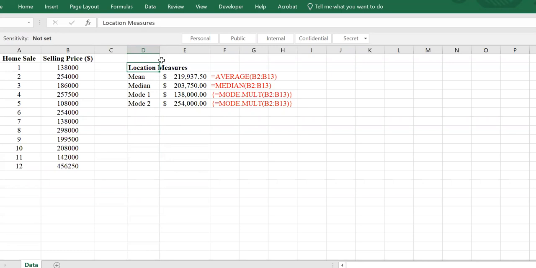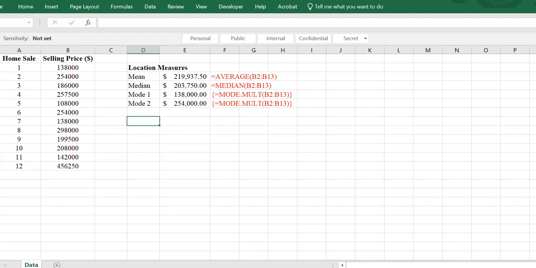So that's it about the location. We were looking for the center of the distribution, and these are 3 ways that give you the answer to that question, where the majority of the observations are located. I mean mean, median, and mode. To some extent, each one of them is giving an answer to that question.